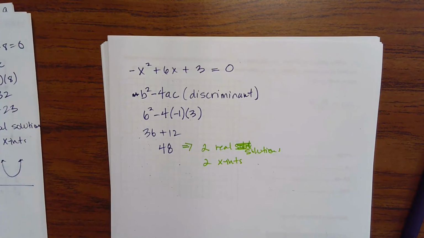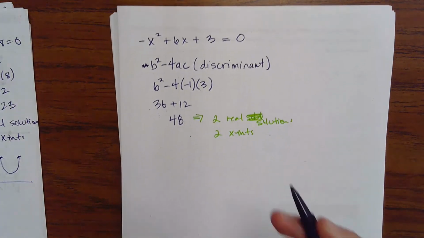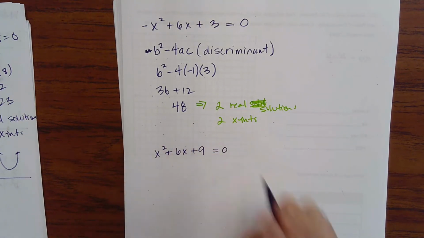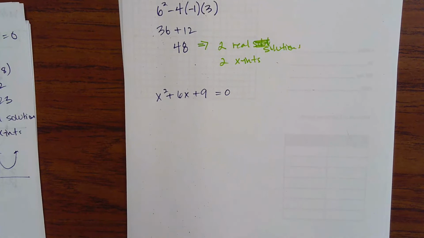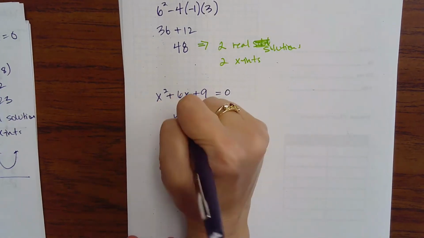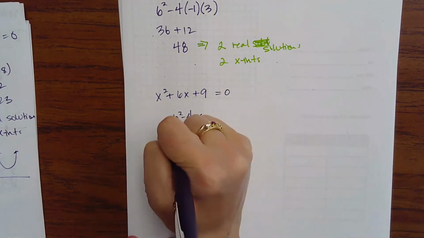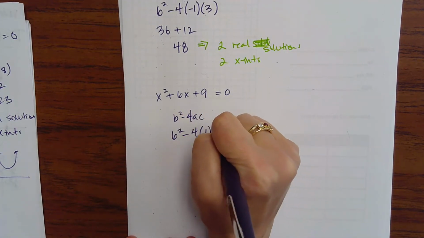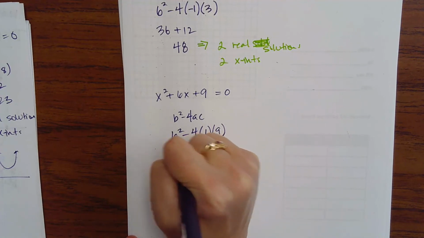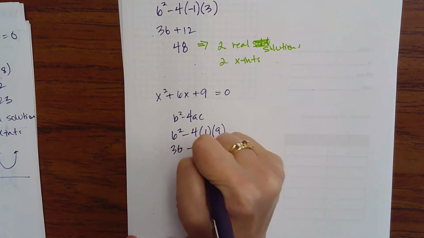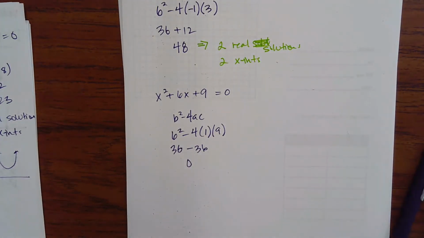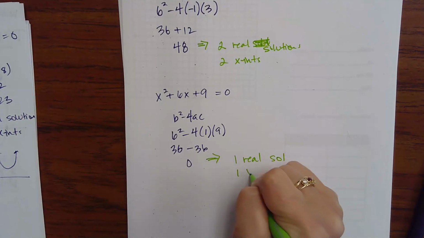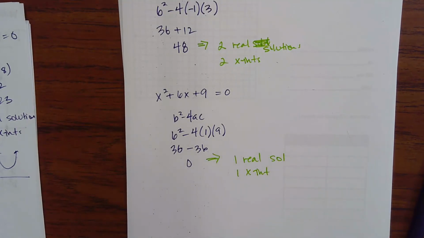All right, so on the next one, let's do another example. I have x squared plus 6x plus 9. Again, I might ask you to find the discriminant and then interpret what it tells me. So here's my discriminant, that's the equation. Let's plug in our numbers. 6 squared minus 4 times a is 1, c is 9. So 36 minus 36 gives me 0. So when my discriminant is 0, this means I have one real solution and one x-intercept.